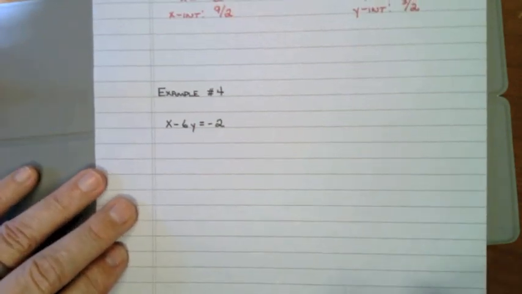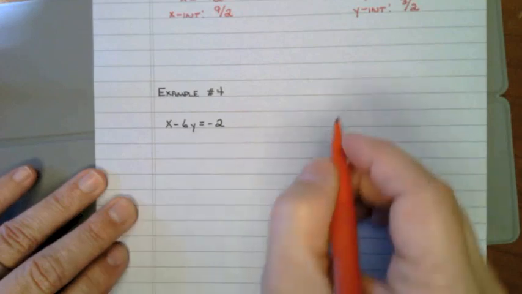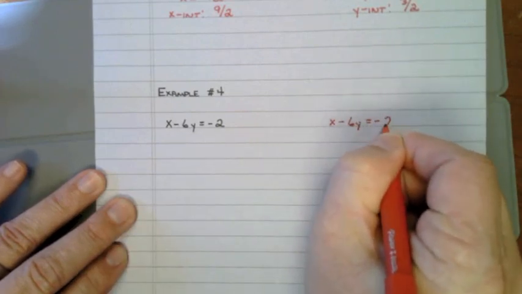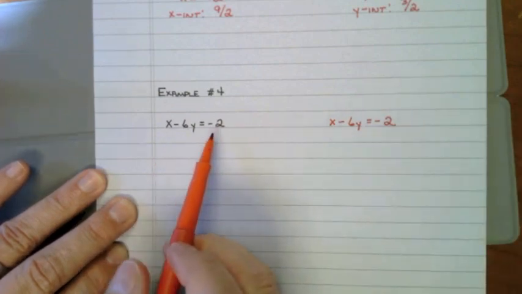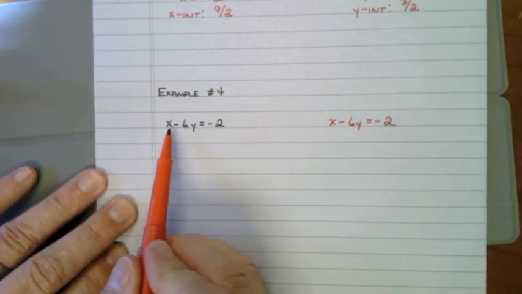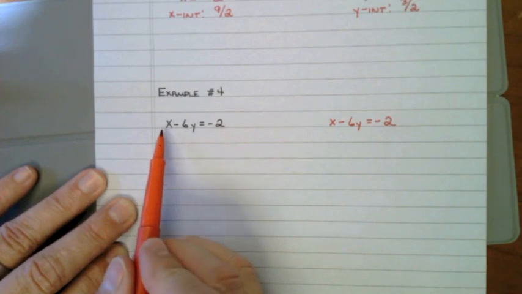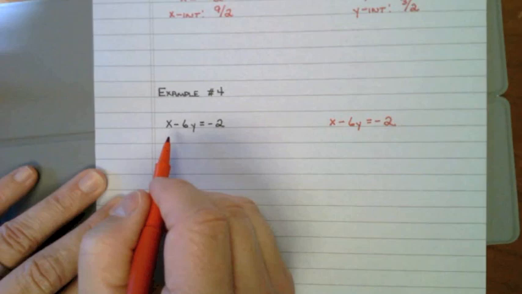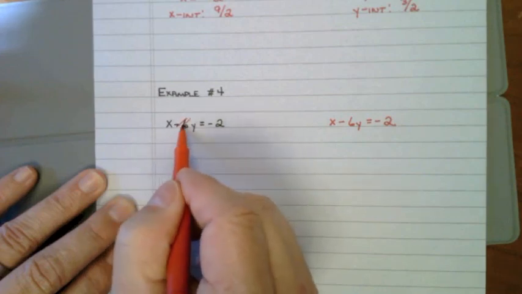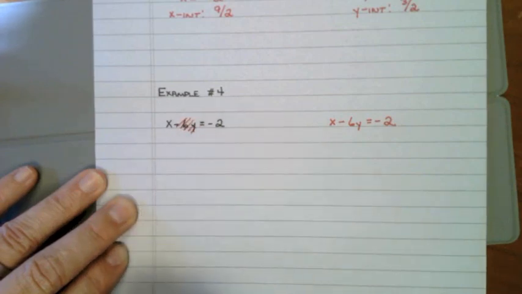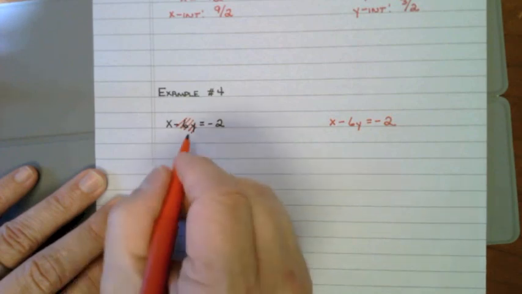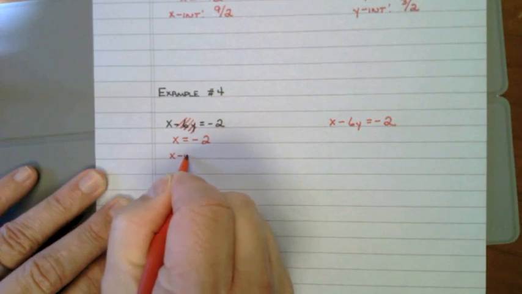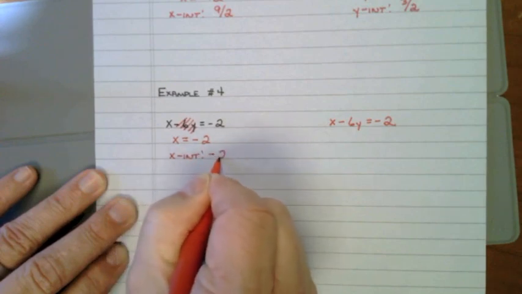Example number 4. I'm going to write the equation twice so I can find both the x and the y-intercept. I need to make sure this is in standard form. All the variables are on the left side. Alphabetical order. First one's not negative. No fractions. I'm going to look for the x-intercept first. That means I don't need anything associated with the y. This one is already solved for me. It says x is equal to negative 2. So that is what my x-intercept is. My x-intercept is negative 2.